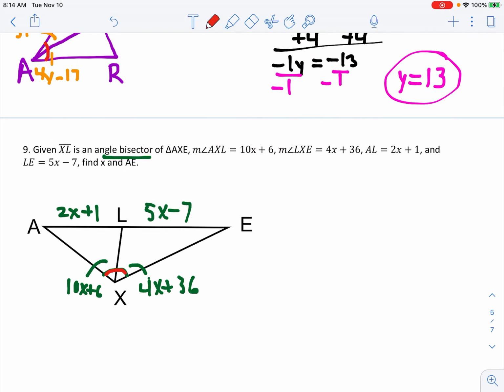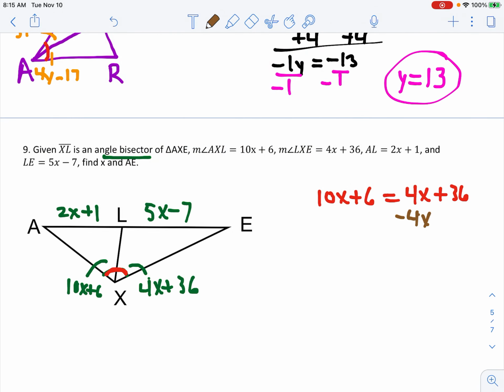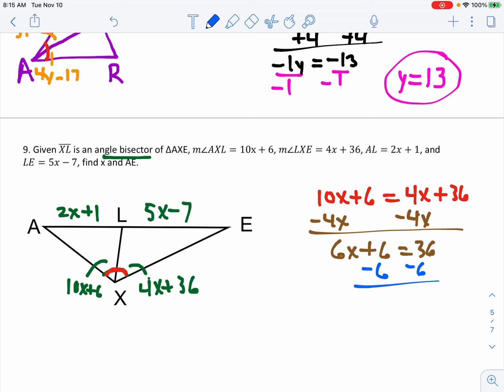We know from angle bisector that these 2 angles have to be equal. So to solve it, we are going to take 10x plus 6 and set it equal to 4x plus 36. If I solve that, I'll subtract 4x over. I'm left with 6x plus 6 equals 36. If I subtract 6 over, I'm left with 6x equals 30, and now we just have to divide by 6 to get our x. X equals 5.